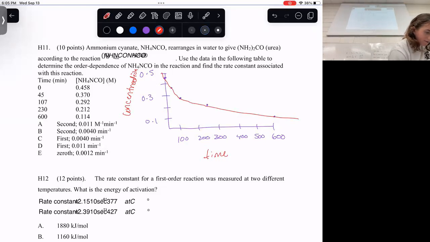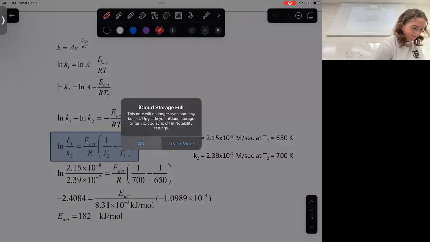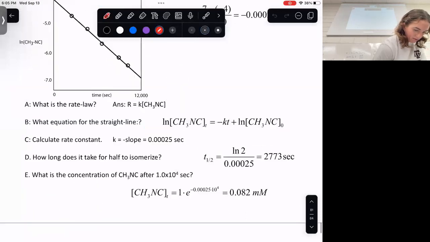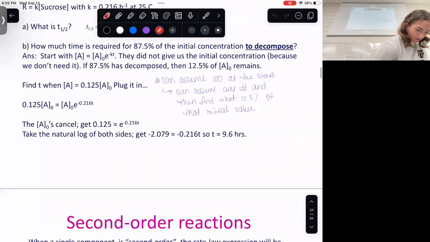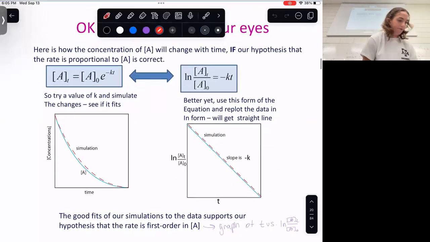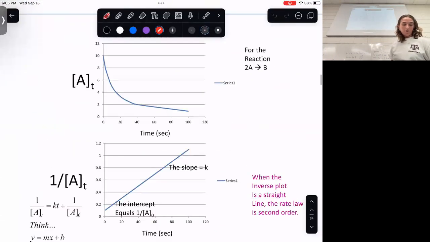So if we look at your module 2, we look at this here. If we're looking at a first order reaction, for concentration over time, we're going to have a little decrease and then it's going to slowly level out. And then your straight line plot would be ln of your concentrations. Does ours look like this? It might. Does it also look like this one?